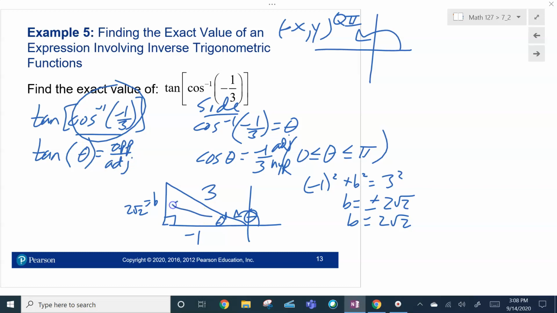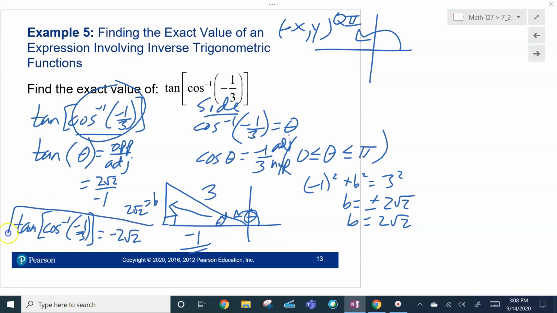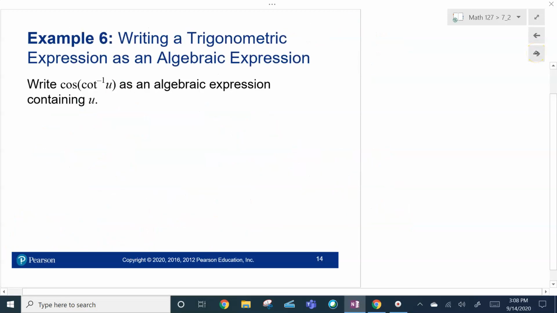The opposite is right there, 2 root 2. The adjacent is right there, negative 1. So 2 root 2 over negative 1, so negative 2 root 2. So the tangent of the arccosine of negative 1/3 is negative 2 root 2. All right, let's do one more here.